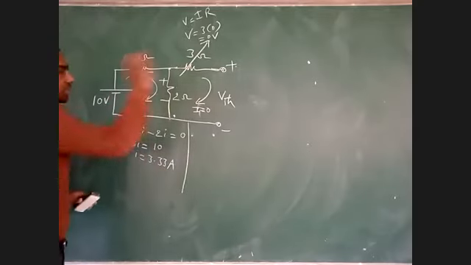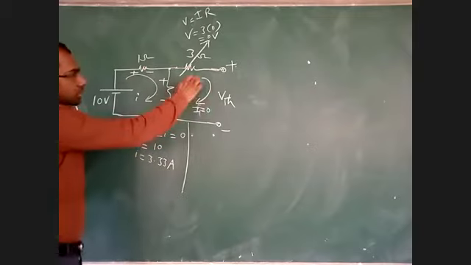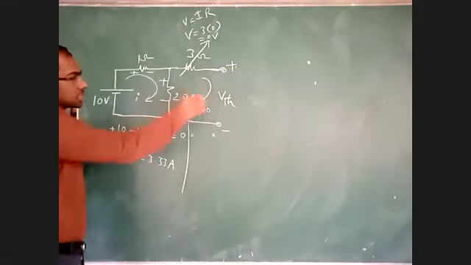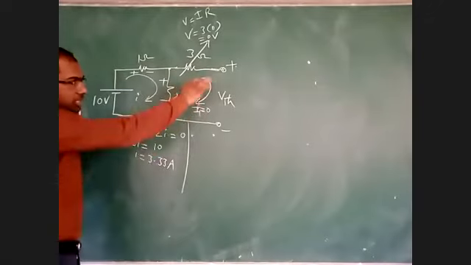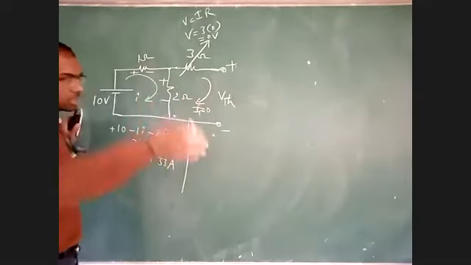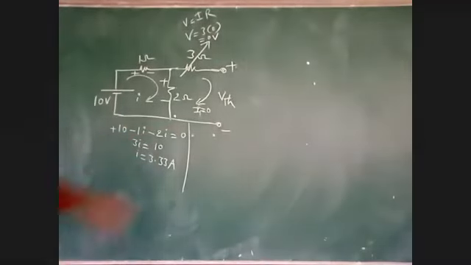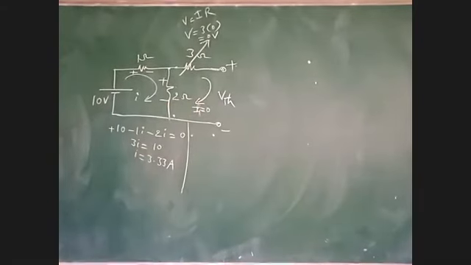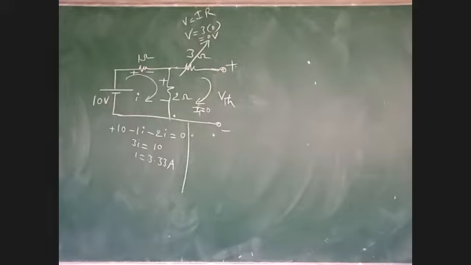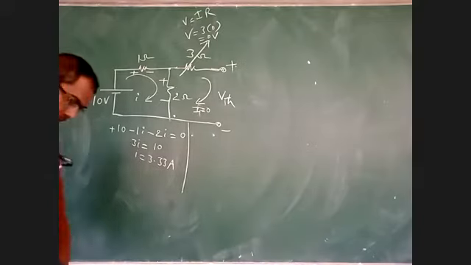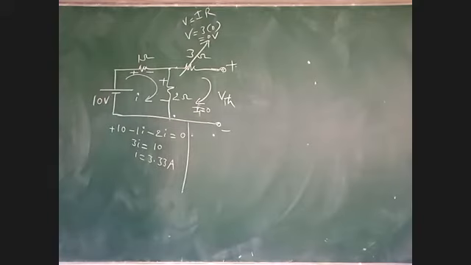Now I will determine VTH. Take this reference direction. This is not the current direction. I am taking it as the reference direction for determining VTH. Write down the note: take one reference direction in the loop where VTH is present.